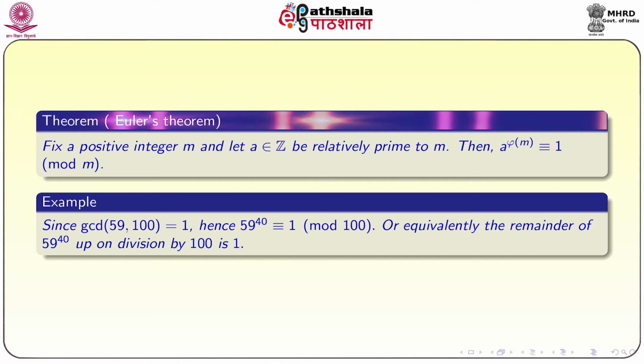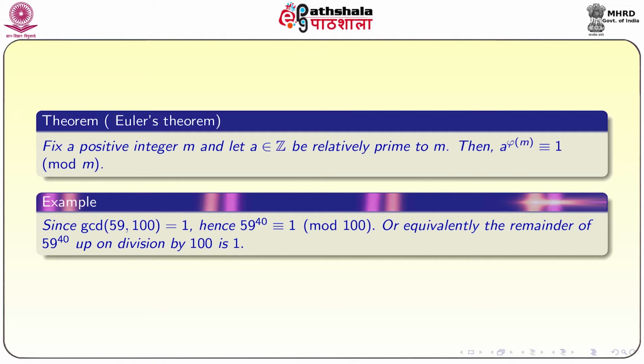Fix a positive integer m, and a is any integer relatively prime to m, then a power phi of m is congruent to 1 modulo m. In Fermat's Little theorem we have that a power p minus 1 is congruent to 1 mod p, since whenever m is a prime number, phi of m is nothing but p minus 1. So, we get Fermat's Little theorem from this theorem. So, this is clearly a generalization of Fermat's Little theorem.